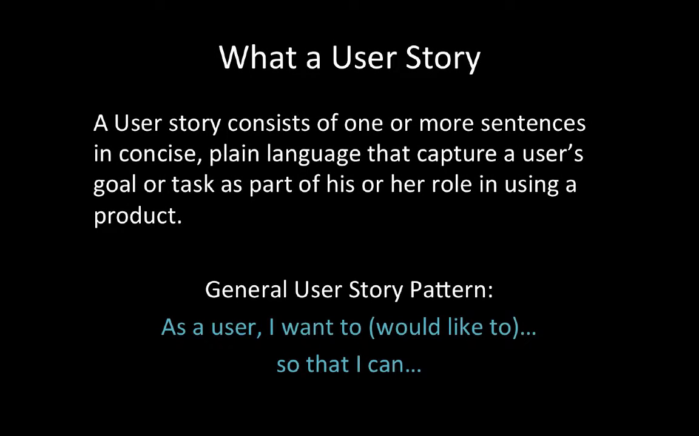A user story consists of one or more sentences. It's very short and concise and captures a user's goal or task as part of his or her role in using a product. So the general pattern is, as a user, I want to, and then so that I can. This is basically how you would write your user story.